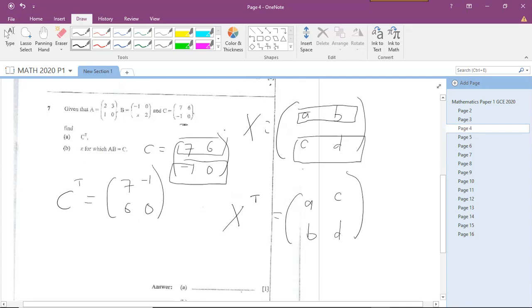Oh, wait, hold on. Okay. 7, negative 1, 6, and 0. Okay, so that's how you transpose a matrix. Just get the column itself, transpose it into a row, get this column also and transpose it into a row. So that's how you transpose a matrix. So this is how we answer this question here. So C transpose would be 7, negative 1, 6, and 0.